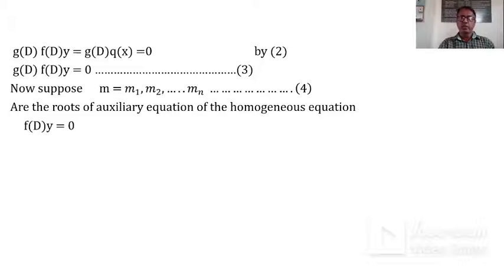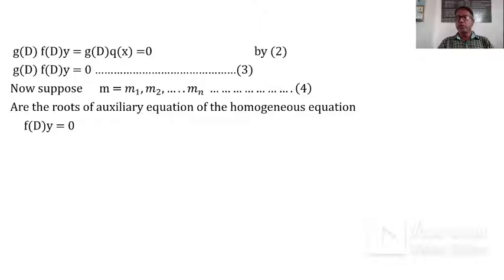Now, see here, suppose m1, m2, m3, up to mn are the roots of the auxiliary equation of the homogeneous equation f of D of y is equal to 0.